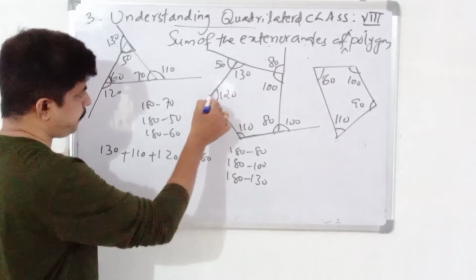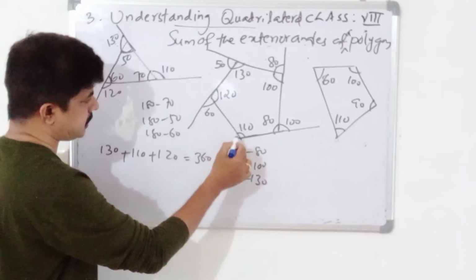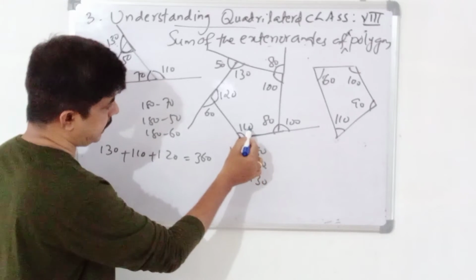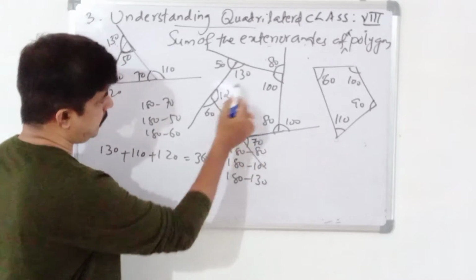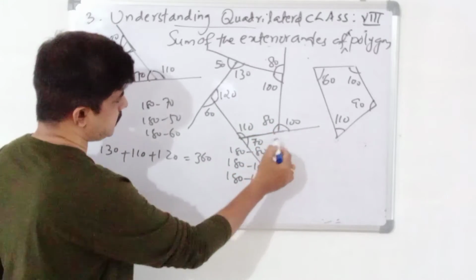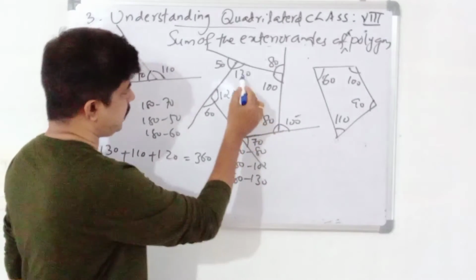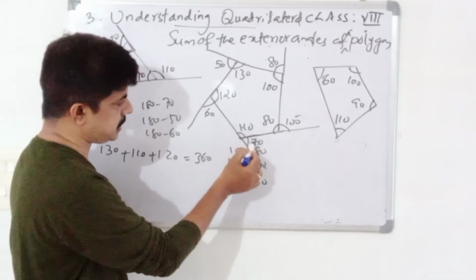Extend this line. These two angles are a linear pair. Therefore, 180 minus 120 is 60. Here also we have another exterior angle. 180 minus 110 is 70. So 180 minus 80, 100. 180 minus 100, we have 80. 180 minus 130, 50. 180 minus 120, 60. 180 minus 110, 70.